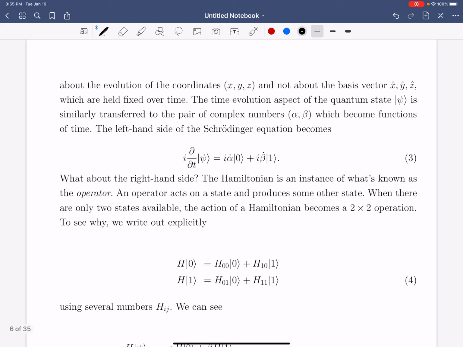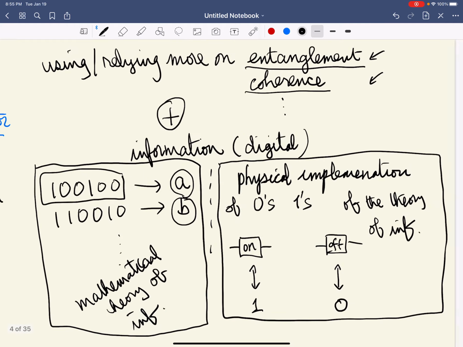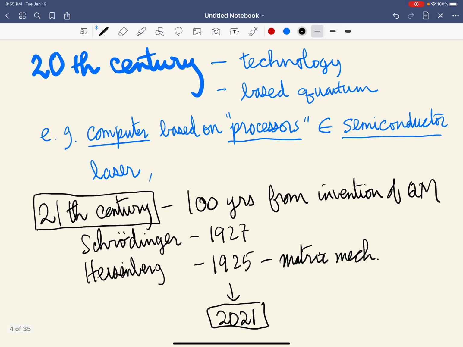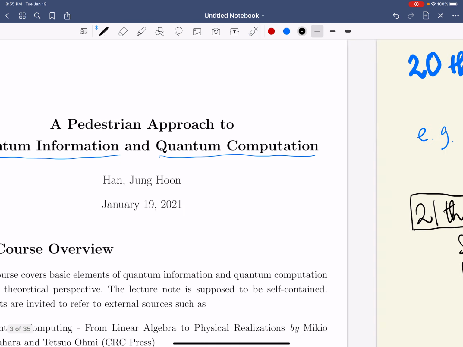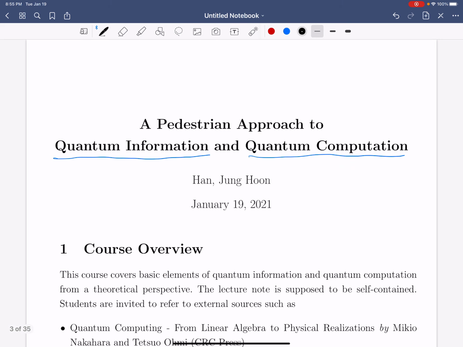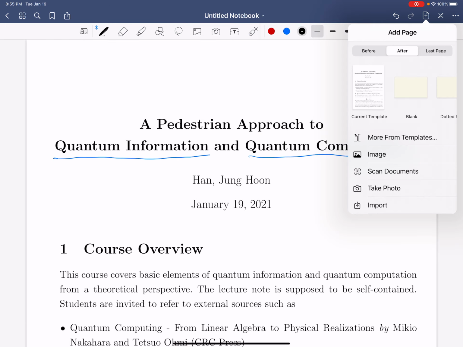Okay, so now what we try to do, okay, sorry. Yes, let's add one more page.